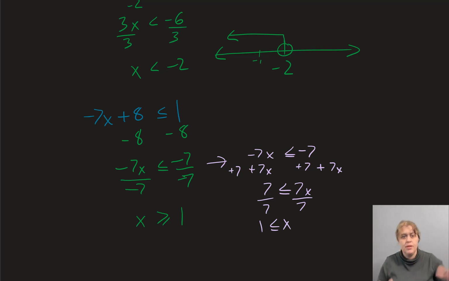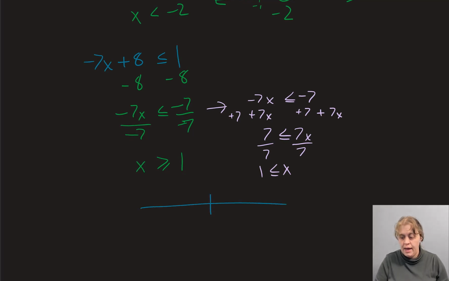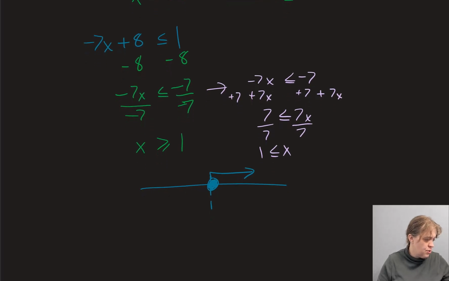So same thing. When I go to graph these, they're both going to be at 1. I want the x values to be bigger than 1, or I want 1 to be less than the x values. So we're going to go that way. And because I've got that extra bit, I'm going to fill in my circle. There we go. There's my number line. Boom shakalaka. So that was our level 1 stuff.